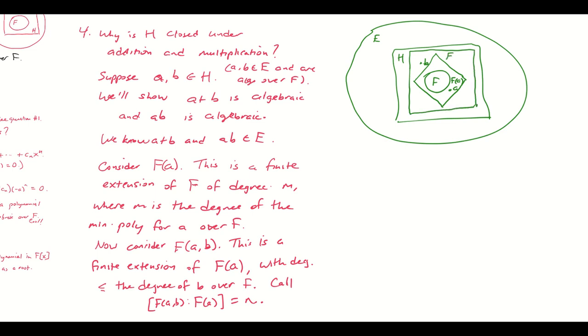So this is F adjoin A and B. Now one thing that we know is that the degree of F adjoin A and B over F is equal to the product of the degree of F adjoin A and B over F adjoin A times the degree of F adjoin A over F. And that's something we've proven: if we have two finite field extensions with degrees m and n respectively, then the degree of the big extension over the base field is n times m.